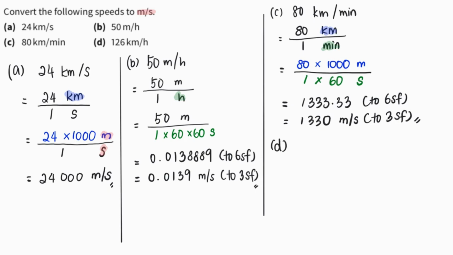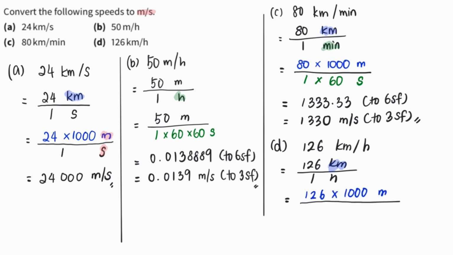Last, 126 kilometer per hour. So this is the same as 126 kilometer in 1 hour. And so the kilometer, we are all pretty good already, isn't it? Just need to multiply by 1000. That will give me the meter.